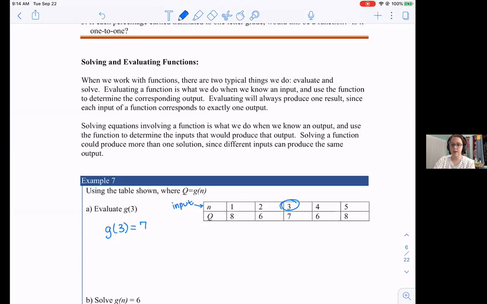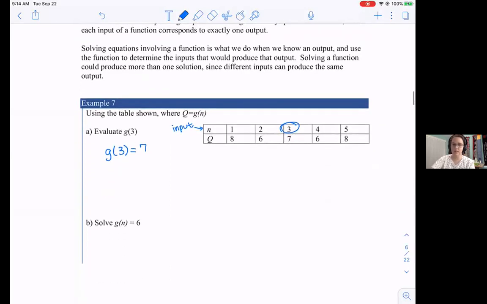The next one, however, asks us to solve for g of n equals 6. And you guys may realize there's a little bit of an issue here. I saw one question already in the formative. We have two outputs that are 6. So that means we're looking for the inputs that give us 6. And so n is going to equal 2 and 4 here. So we have two possible inputs giving us the same outputs.